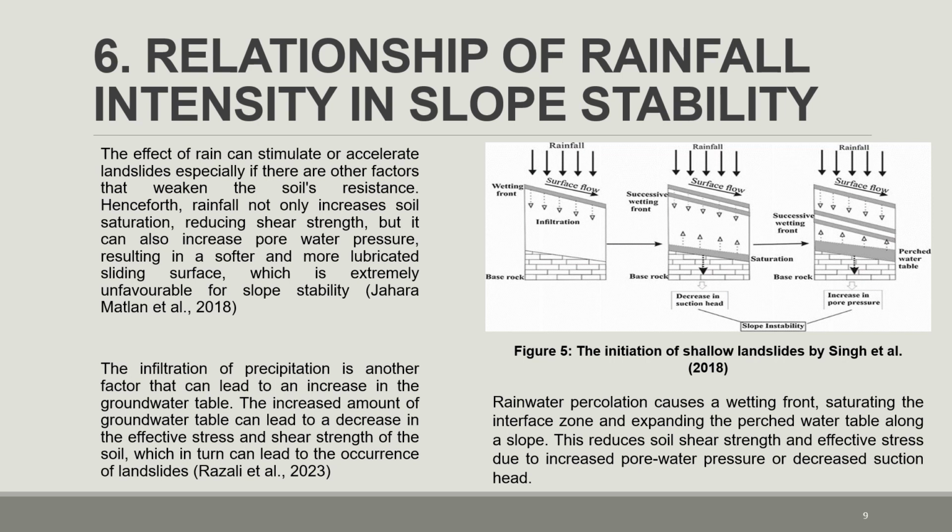Rainwater percolation causes a wetting front, saturating the interface zone and expanding the perched water table along a slope. This reduces soil shear strength and effective stress due to increased pore water pressure or decreased suction head, as shown in Figure 5 by Singh 2018.